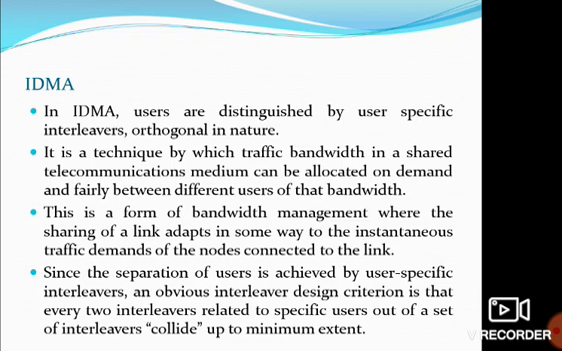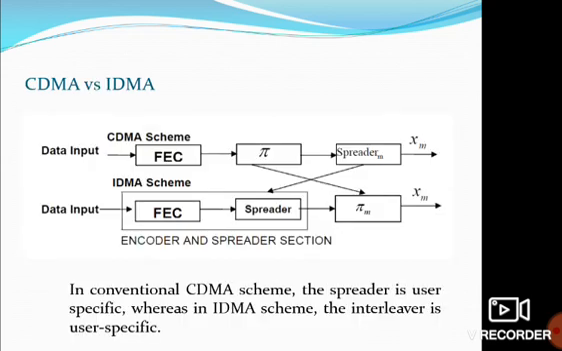It is a technique by which traffic bandwidth in a shared telecommunication medium can be allocated on demand and fairly between different users of that bandwidth. In this type of system, we give the bandwidth according to the traffic demand, and separation of users is achieved by user-specific interleavers. Here every two interleavers related to the specific users out of the set of interleavers collide up to the minimum extent.